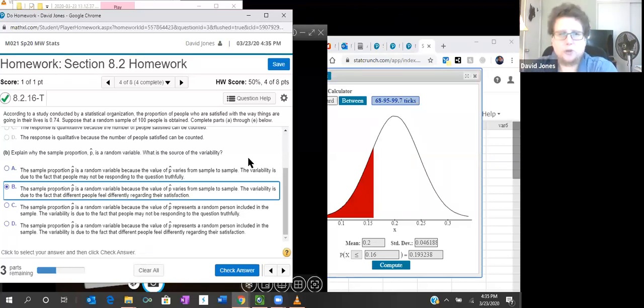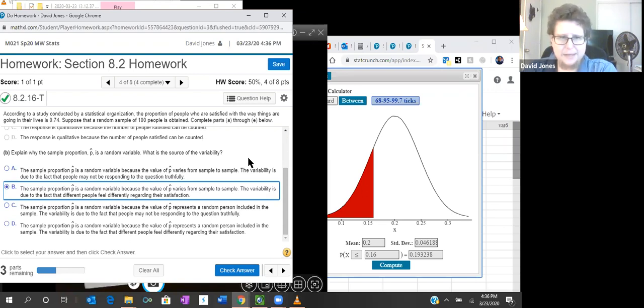The sample proportion p hat is a random variable because the value of p hat represents a random person included in the sample. That's not what p hat represents at all. P hat represents the frequency over the total sample size of the people that responded that way. C is out.